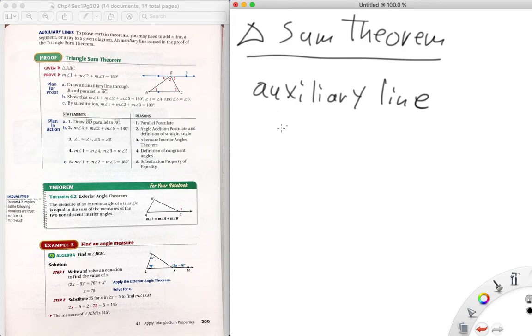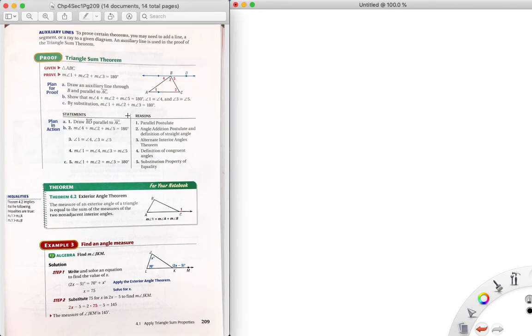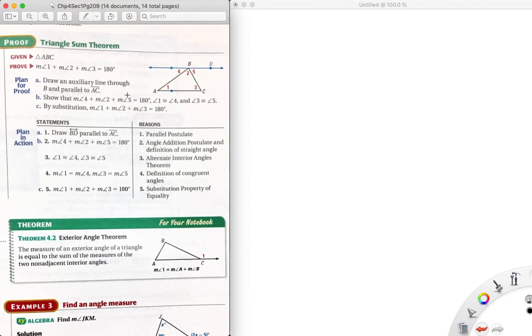What an auxiliary line is: in any proof you can draw any line through a point. Any line can be drawn through a point. So you can add it to anything in a particular proof. That is what an auxiliary line is, just a line that you add into a proof to help prove your result. So here's the proof of the triangle sum theorem.